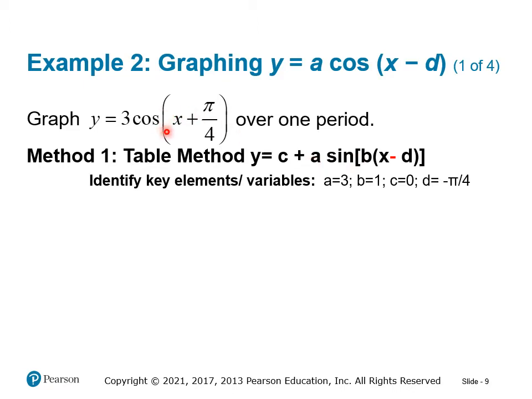The multiplier in front of x plus pi over 4 is 1, so b equals 1. There is no constant being added or subtracted outside of the cosine function, so c equals 0, the vertical shift. And then d. Now be careful here, remember d is the opposite, it's not in this format. If we rewrote this, it would be x minus negative pi over 4. So d equals negative pi over 4. This is the counterintuitive part: if we're adding, it's actually a negative in there.